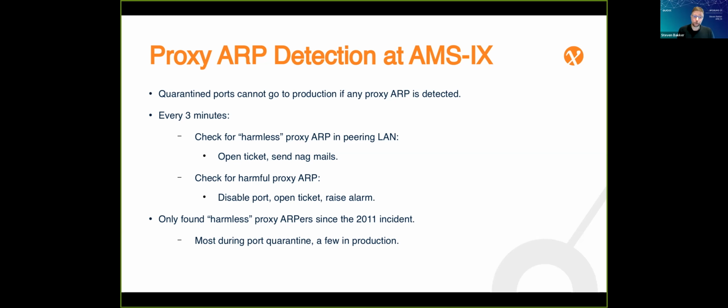And then next to that, we also check for the harmful proxy ARP. And if that happens, we recently, I think it's about a month ago, configured it to actually disable the port, open a ticket, and raise an alarm. And up to now, since 2011, we really only found a few harmless proxy ARPers. So for now, we kind of feel safe, but you never know. Anything could still happen. And most of the proxy ARP that we found was during port quarantine.